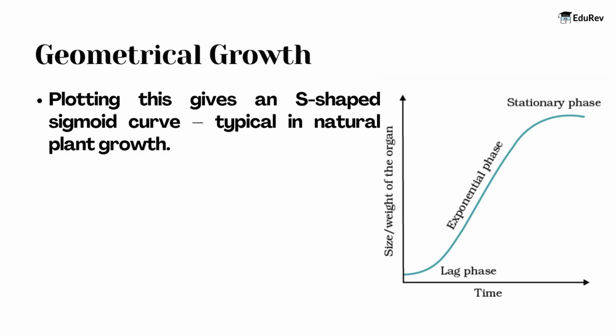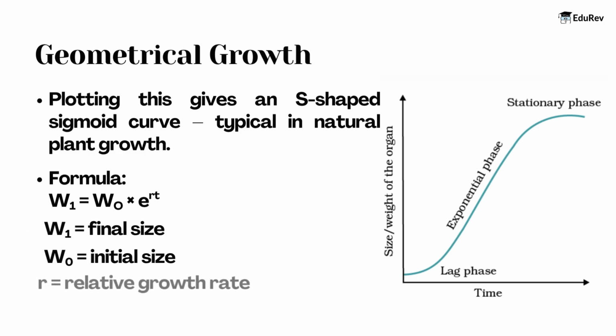The formula used for this type of growth is W_1 equals W_0 multiplied by e raised to the power r t, where W_1 is the final size, W_0 is the initial size, e is the mathematical constant, r is the growth rate, and t is time.